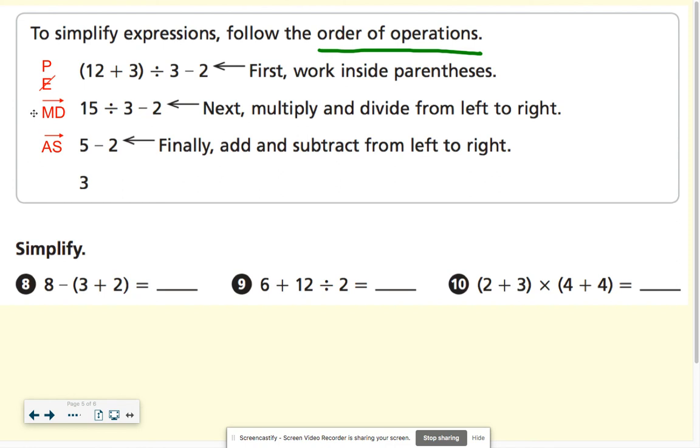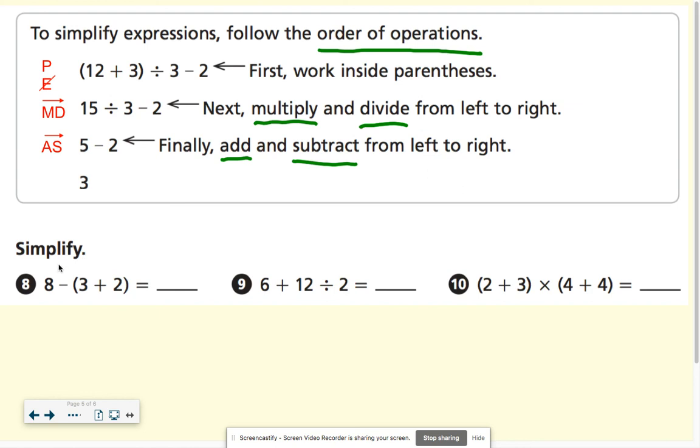Our next one is the M and the D, which stand for multiply and divide. Now, these ones you might actually be doing divide then multiply because you do these from left to right. So whichever one shows up first is what you do first. Same with the A and the S, which is add and subtract. These are also where you go from left to right. So you might actually subtract and then add. So let's give a few a try.